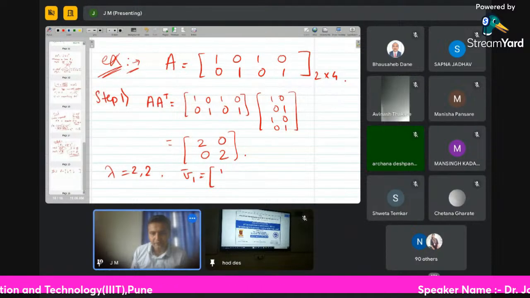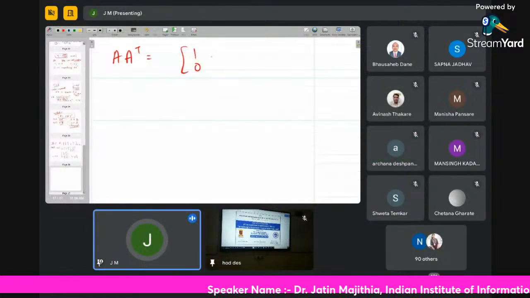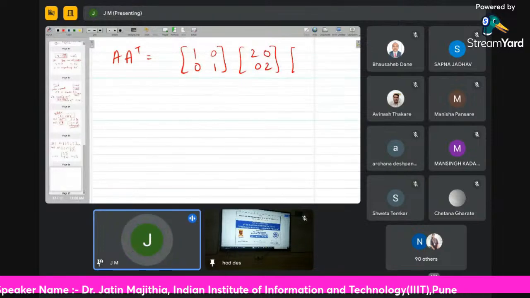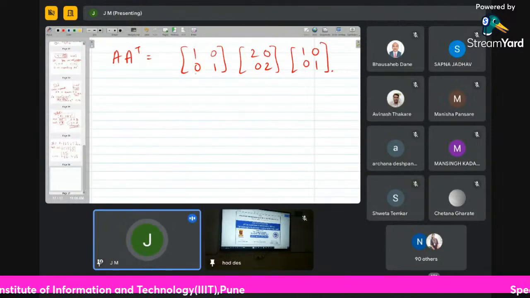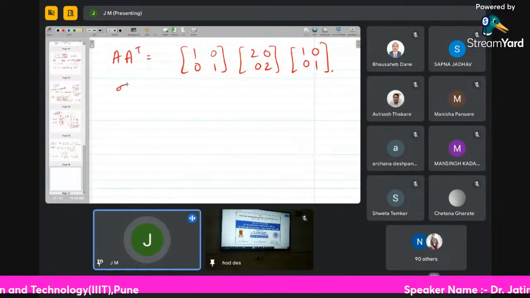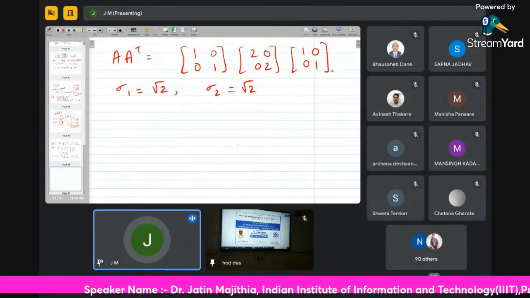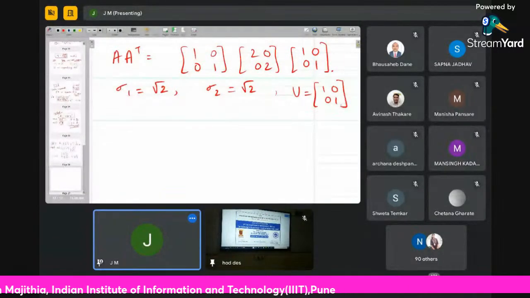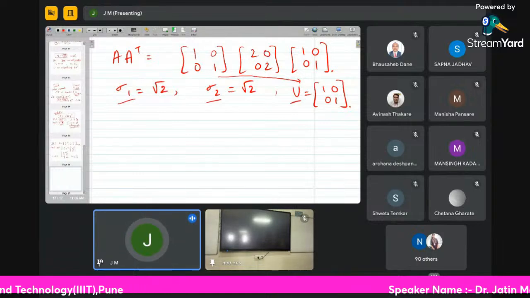My A A transpose is nothing but the identity matrix, the diagonal matrix, and then the inverse of the identity. My sigma 1 is the square root of the eigenvalues. This matrix over here. Great, so we got sigma 1, sigma 2, and my U matrix.